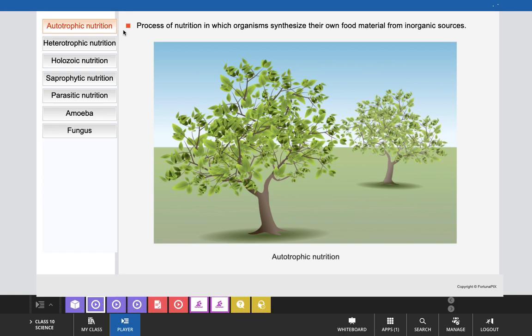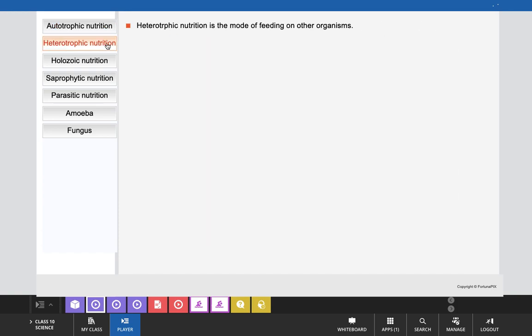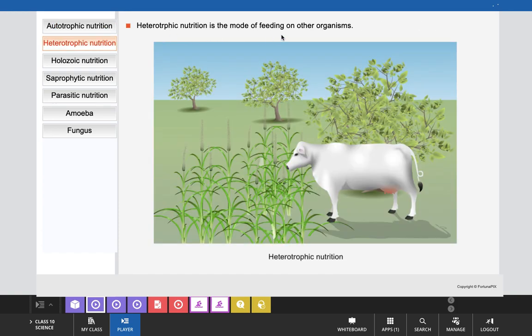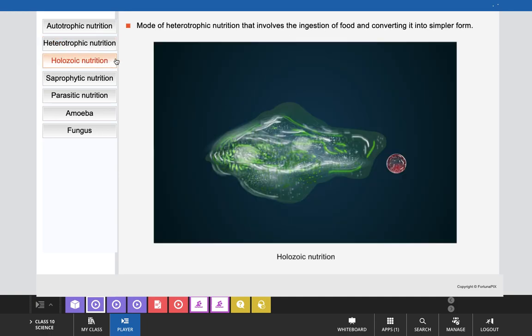Autotrophic nutrition, once again this keyword can be defined as process of nutrition in which organisms synthesize their own food material from inorganic sources. Heterotrophic nutrition is the mode of feeding on other organisms. Holozoic nutrition, mode of heterotrophic nutrition that involves the ingestion of food and converting it into simpler form, like in case of amoeba also and in human beings.